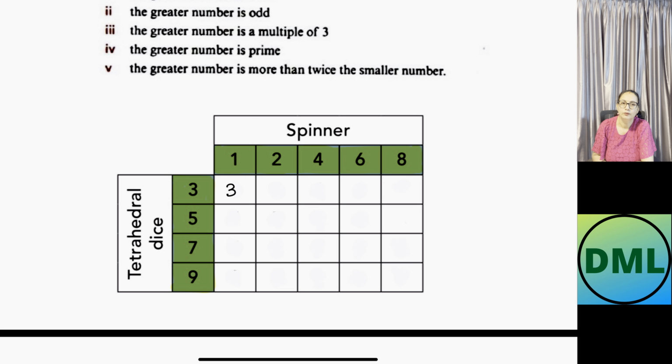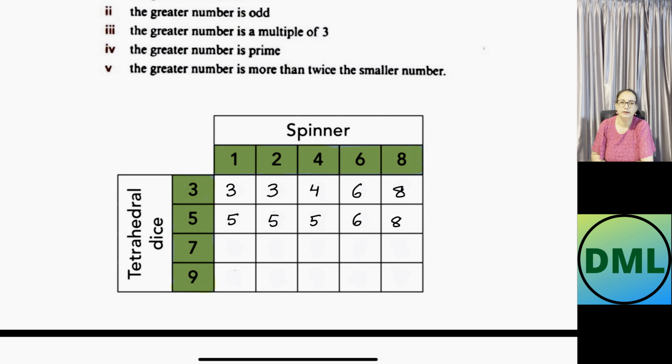3 and 2. Bigger is 3. So I'll write down 3 here. 3 and 4. 4 is bigger, right? So I will write down 4. 3 and 6. Bigger number is 6. 3 and 8. Bigger number is 8 here. 5 and 1. Bigger number is 5 here. 5 and 2. Bigger number 5. 5 and 4. Bigger number is 5. 5 and 6. 6 is the bigger number. 5 and 8. 8 is the bigger number.